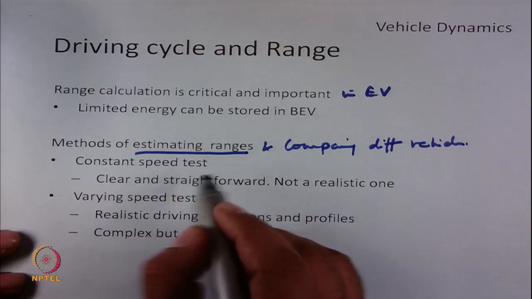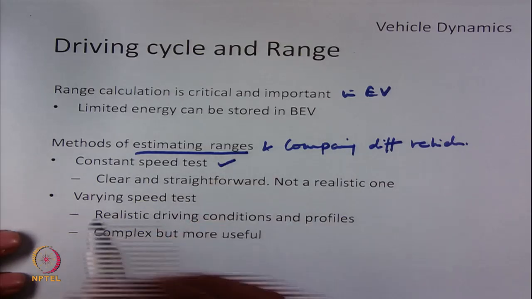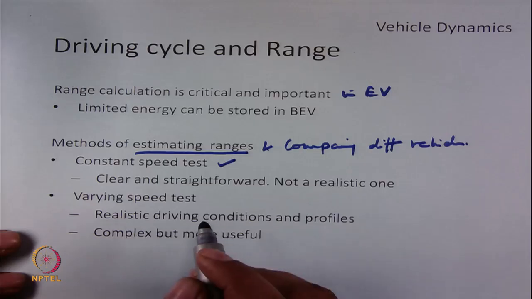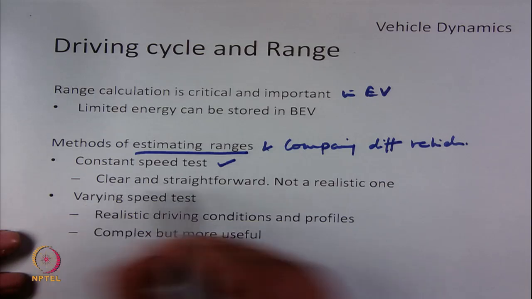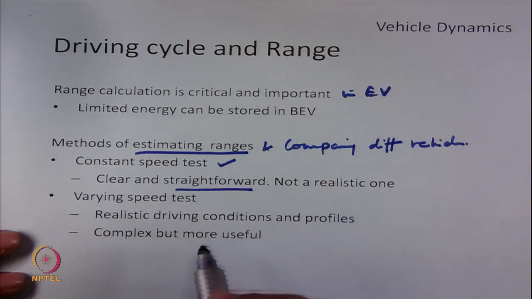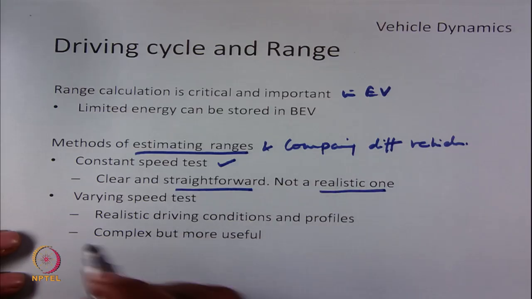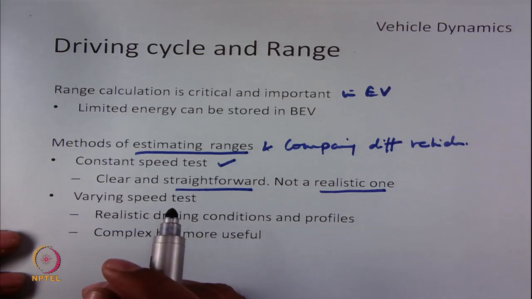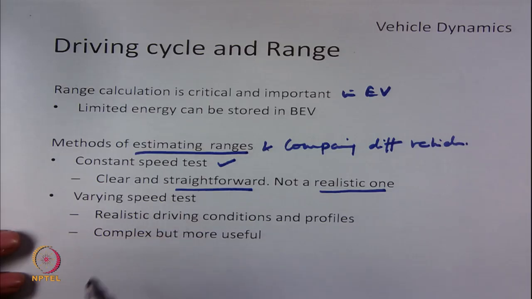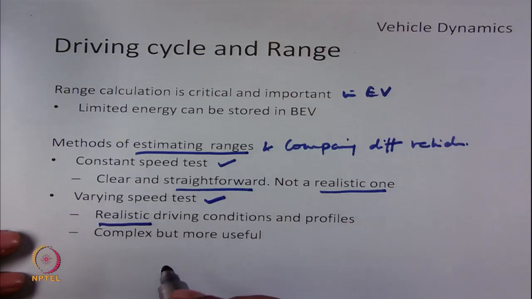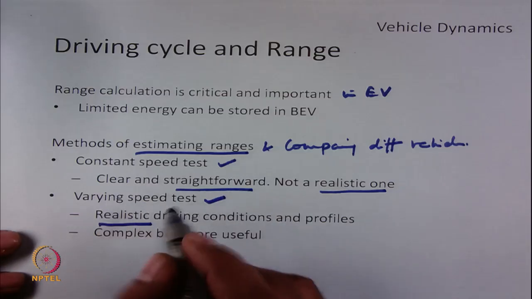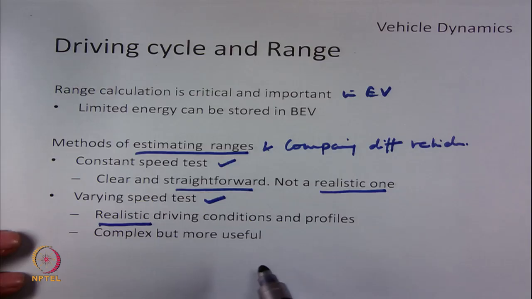So, one is constant speed test. We operate the vehicle in constant speed and try to understand the range. So, this method is very straightforward, but it is not a realistic one, because a typical vehicle will not operate in constant speed mode all the time. So, the practical condition, or the realistic condition, is varying speed. So, we do mostly varying speed test to test the range of a vehicle.